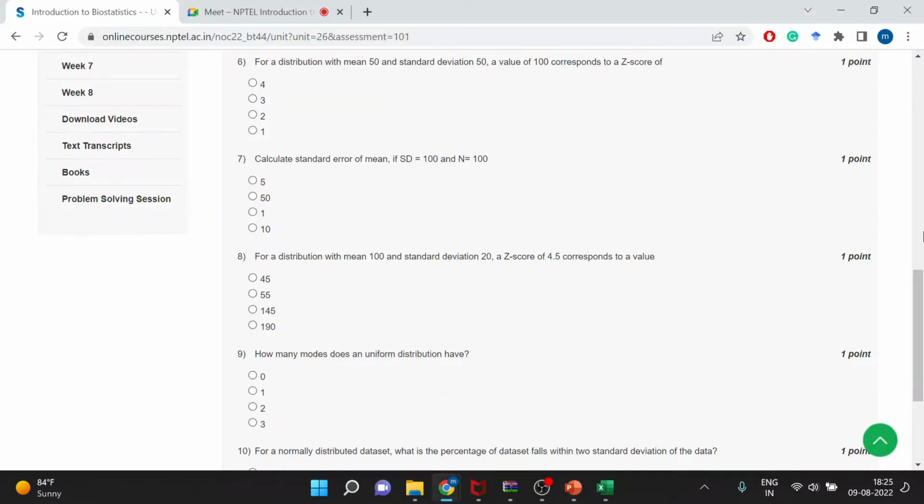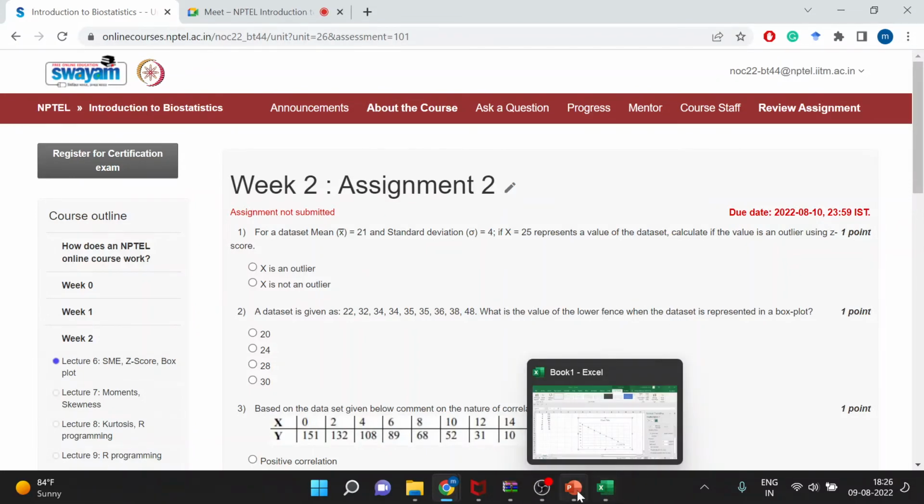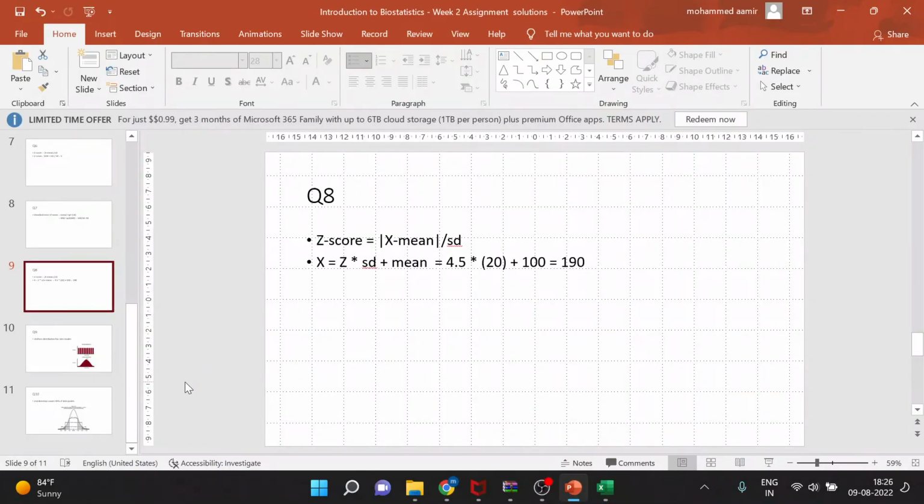Question 2. Question 2 is okay. You've been given a data set of 9 numbers arranged in ascending order. You need to calculate what the lower fence is. Okay. So to do that, you need to just use a bunch of formulae.